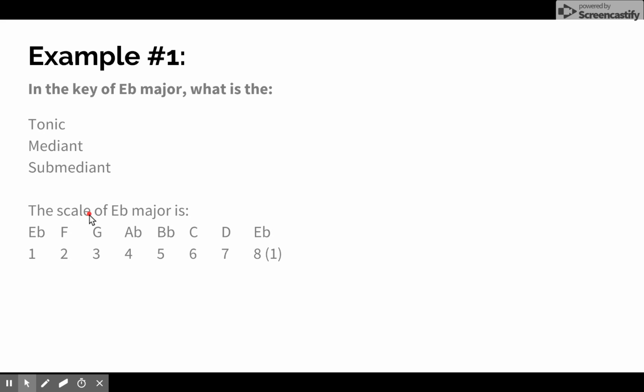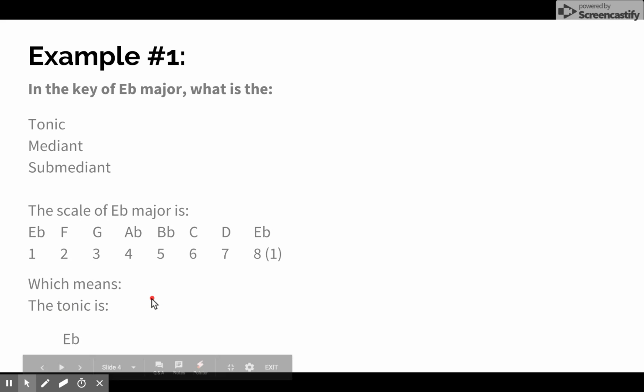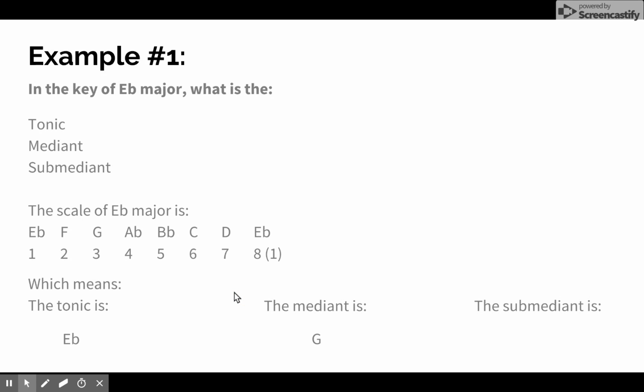So the first question here is, what's the tonic of E flat major? So the tonic is the first degree of the scale. So in this case, the tonic is E flat. The second question is, what is the mediant? I know the mediant is the third degree of the scale. So in this example, the mediant is G. Finally, the submediant, which is the sixth degree of the scale, in this case is a C.